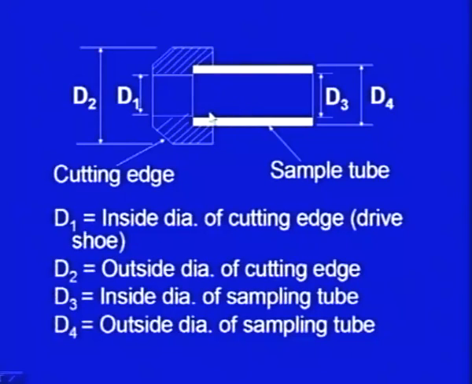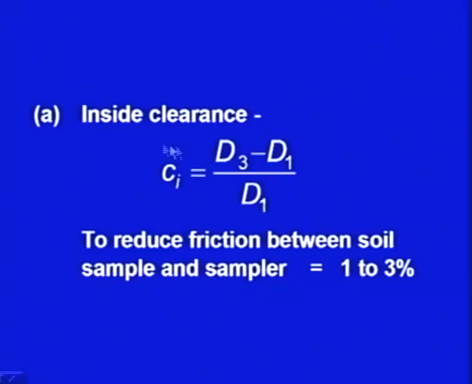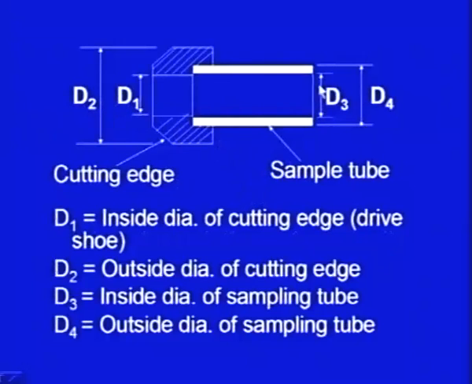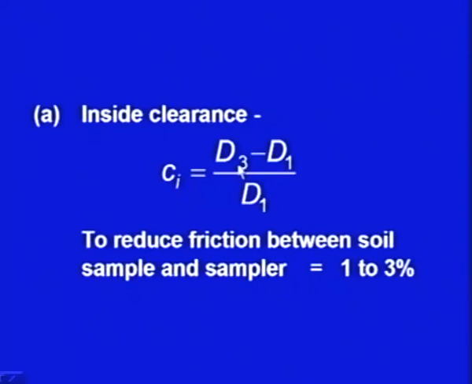For practical purposes, some terms are defined. The first term is inside clearance. This is defined as (D3 minus D1) upon D1. D3, as I told you, is the inside diameter of the sample tube and D1 is the inside diameter of the cutting edge. So, this value is used to explain the friction between the soil sample and the sampler, and for practical purposes to have good results, this value should be between 1 to 3%.